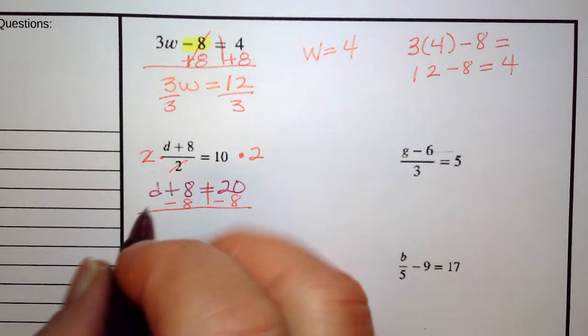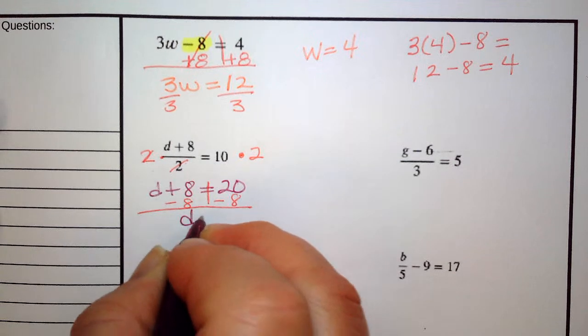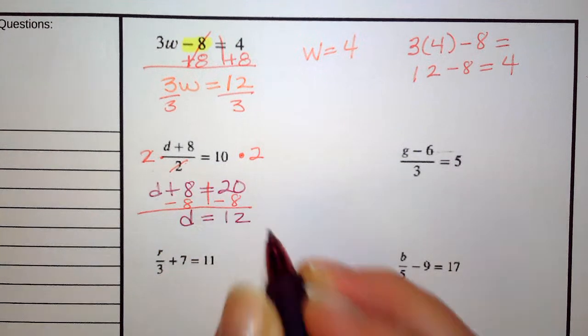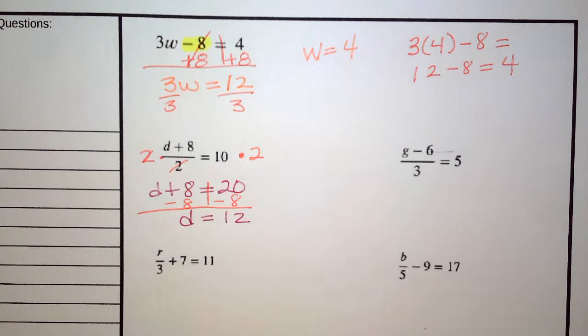And d is equal to 12. 12 plus 8 is 20. 20 divided by 2 is 10. That is the correct answer. Okay, pause the video and see if you can do the next one, or at least get it started.